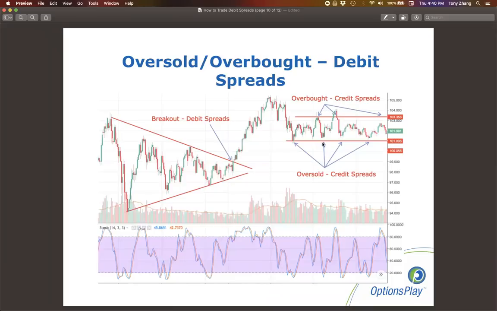You just feel that it's not going to continue going any lower when it reaches 101, and you don't think it's going to go any higher when it reaches 103. These are optimal for credit spreads. And notice that on debit spreads, I only really have one opportunity here in this whole chart to trade a debit spread, versus I have multiple opportunities to trade credit spreads.